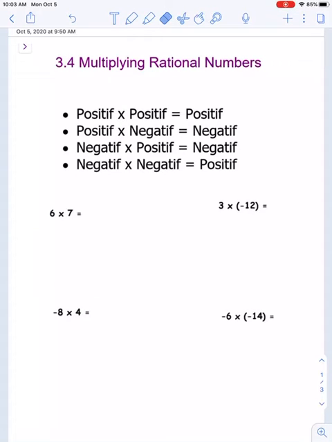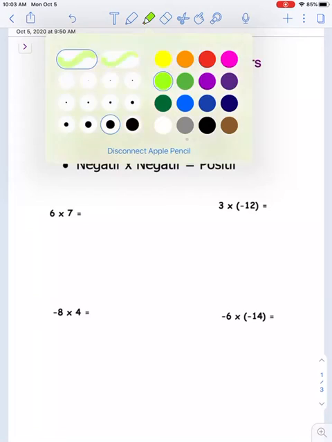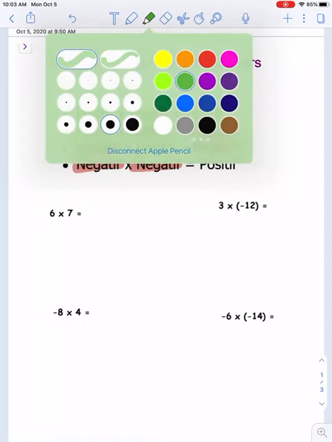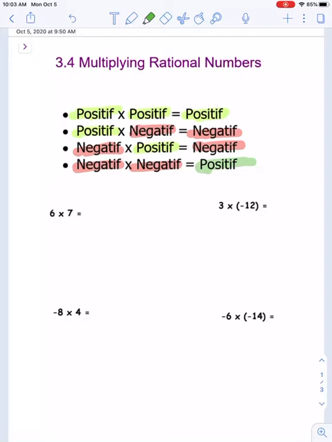Multiplying rational numbers. So when we're multiplying rational numbers, we have to remember that when we multiply a positive with a positive, it gives us a positive. When we multiply a positive by a negative, it's going to give us a negative answer. If we multiply a negative by a positive, it gives us a negative answer. If we multiply a negative by a negative, it gives us a positive answer.